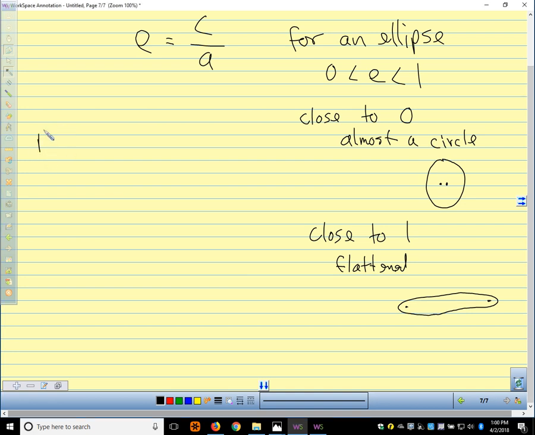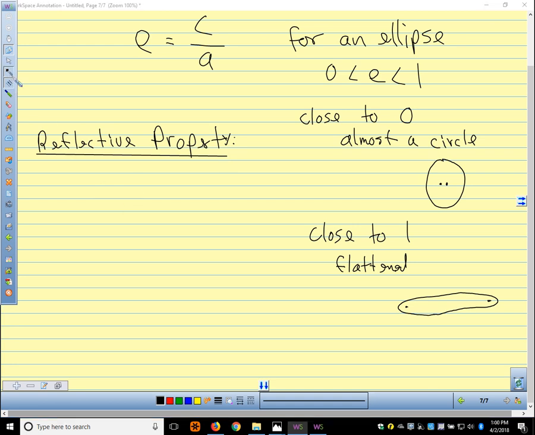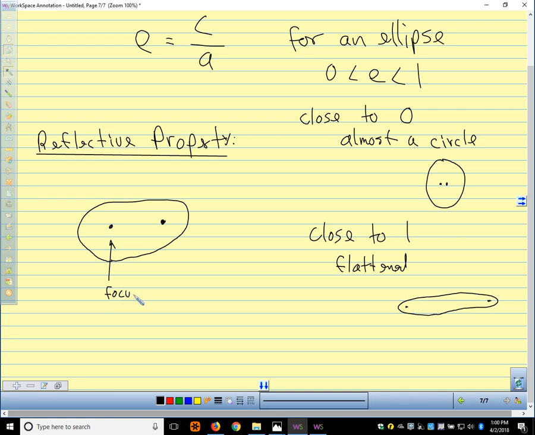Really quickly, the reflective property. The way that the reflective property of an ellipse works is if you have a room, a building, and these are our foci. If you have a light source, a sound source, a radio source, something at one focus, it's going to reflect to the other focus.